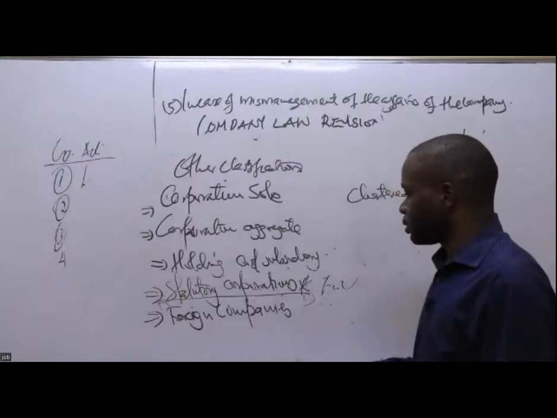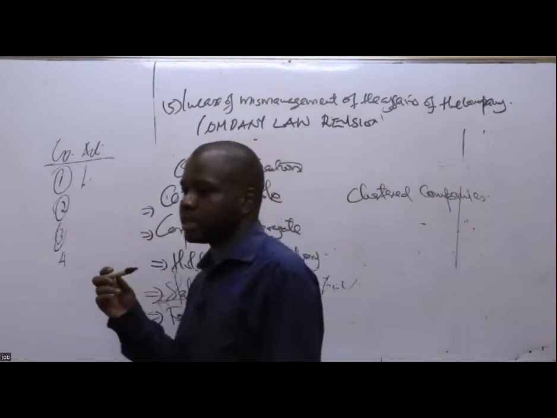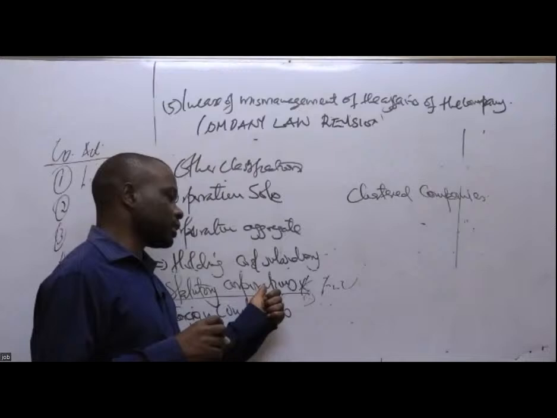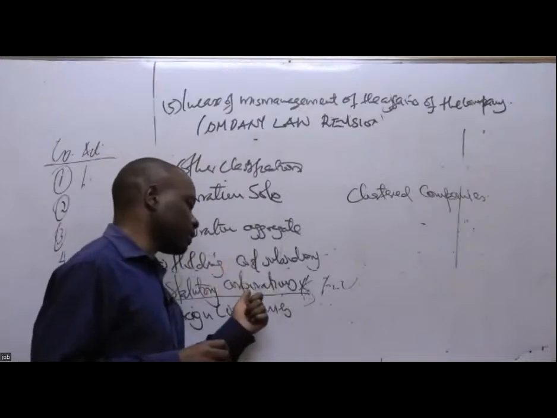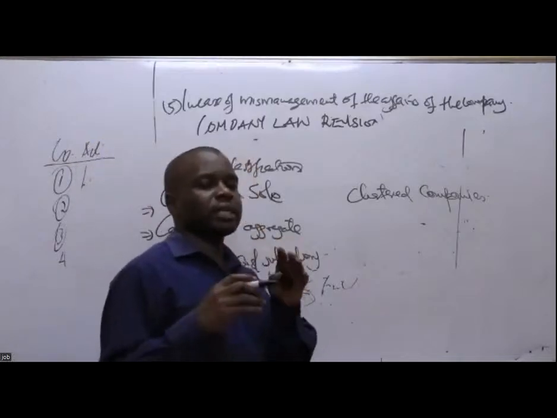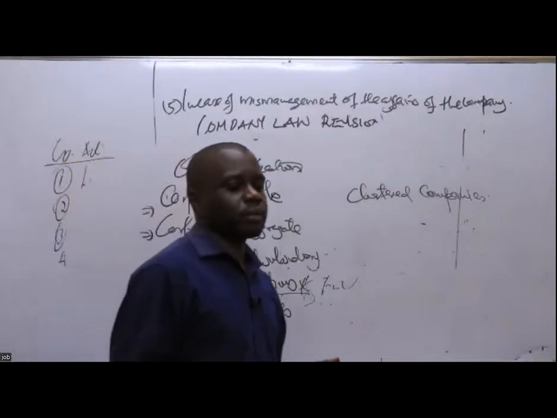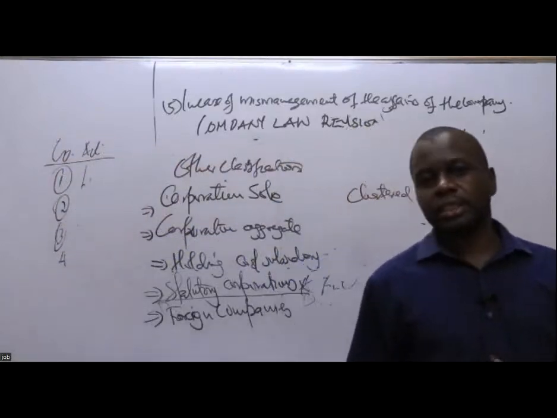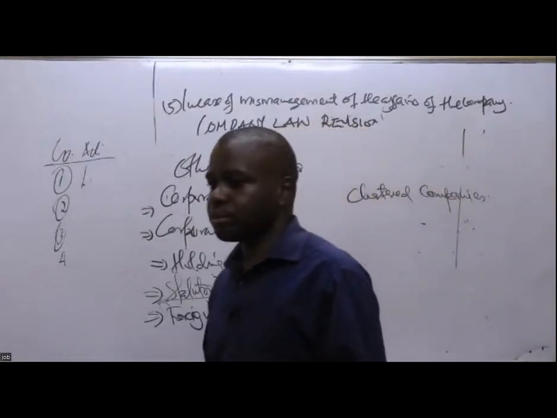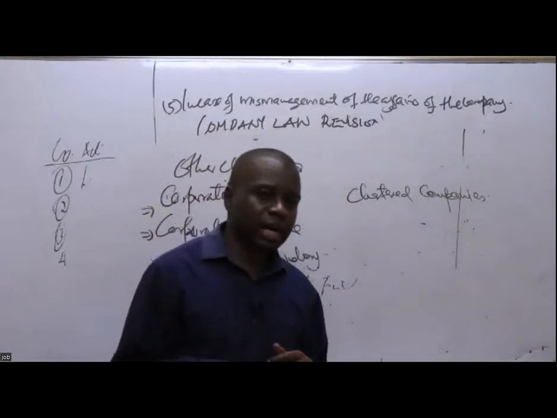So what are they? I want you to be able to understand the characteristics of this one. Number one characteristic, they come into existence through an act of parliament. The most predominant examples are the Kenya Ports Authority, Kenya Broadcasting Corporation, Kenya Railways Authority, and Kenya Pipeline Corporation. Those are statutory corporations that have come into existence through an act of parliament.